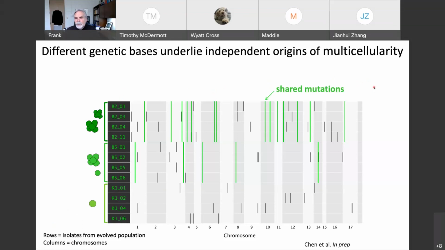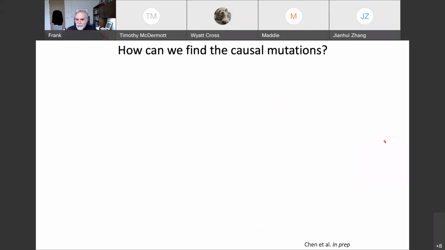And what she observed is that there are mutations that are shared amongst the multicellular isolates in B2, but a different set of shared mutations that are shared across the B5 population. And recall that these gave rise to qualitatively different forms of multicellularity with respect to how large they grew, as well as their propagule size. So there appears to be 2 genetic ways to skin the cat.